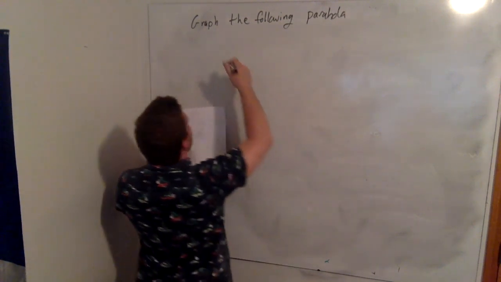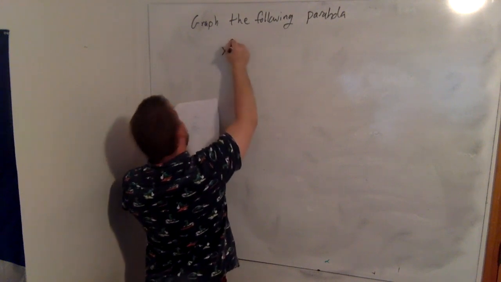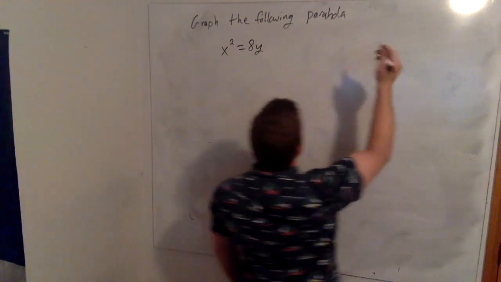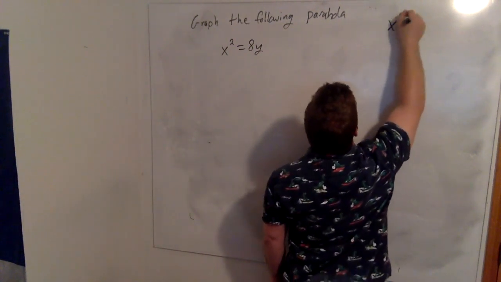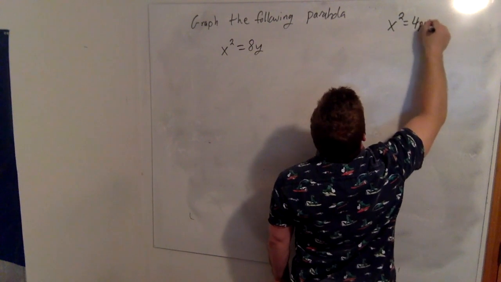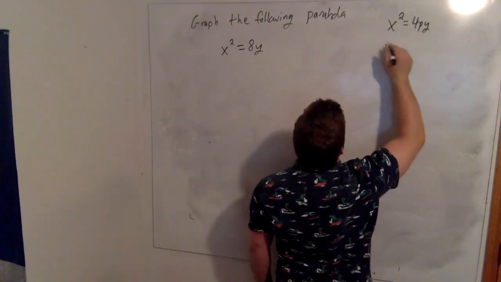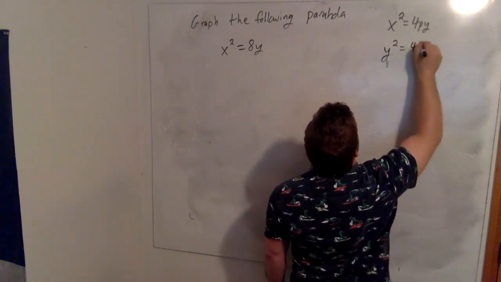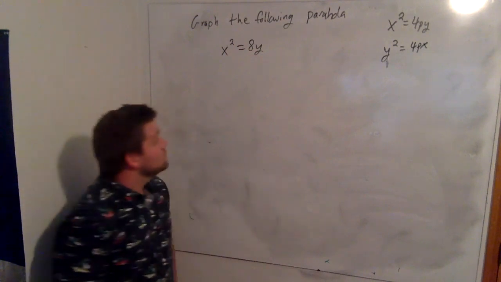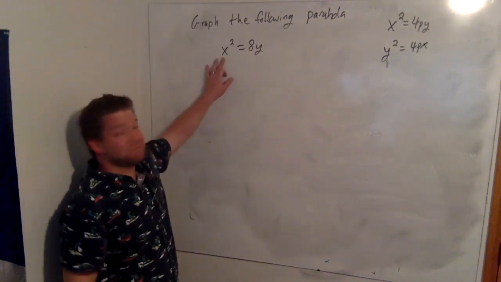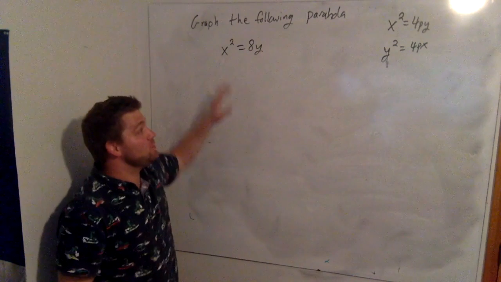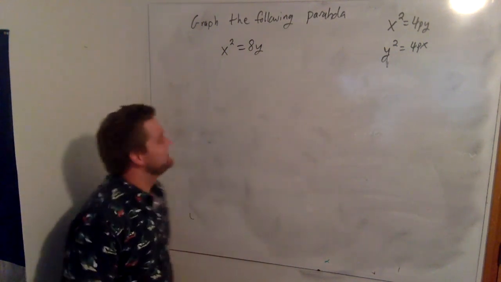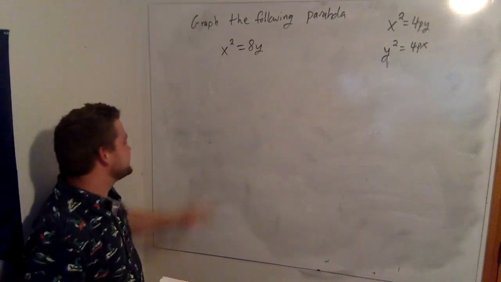So let's say that we want to graph, how about x squared is equal to 8y. And in this case, we should remember that the equation of a parabola is either x squared equals 4py, or y squared equals 4px. Okay, right off the bat, I see an x squared. So I know in this case, the parabola is either going to be smiling at us or frowning at us.